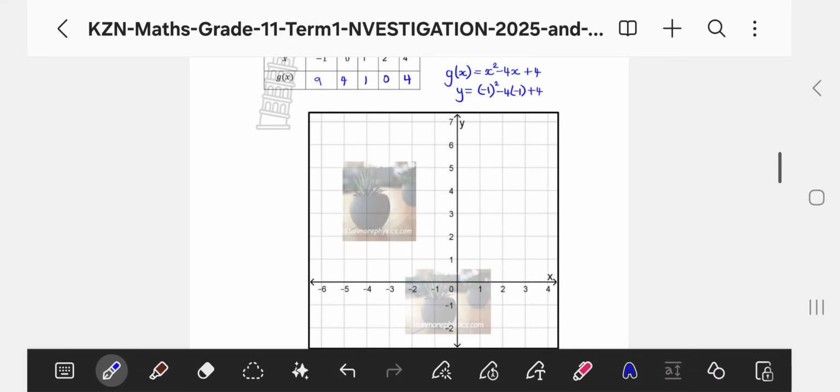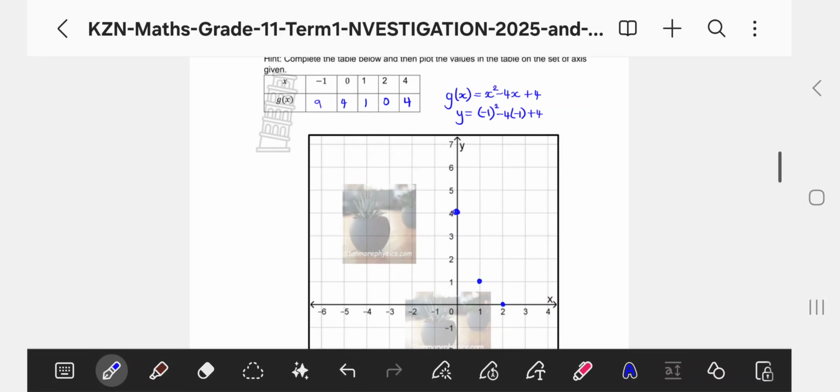0 and 4, that we can fill in. 1 and 1, that is here. Oh sorry, 1 and 1 is here, my mistake. 2 and 0, that is our x-intercept. And then we've got 4 and 4, which is here.